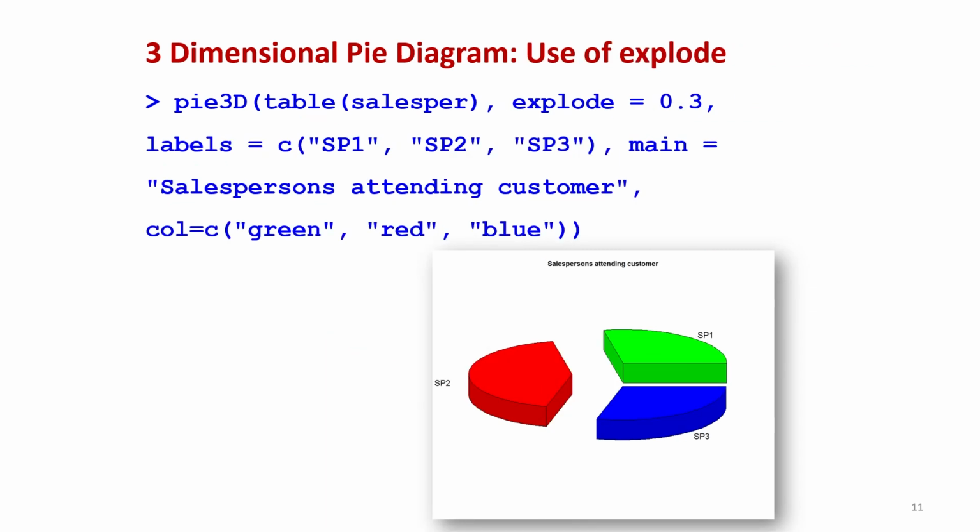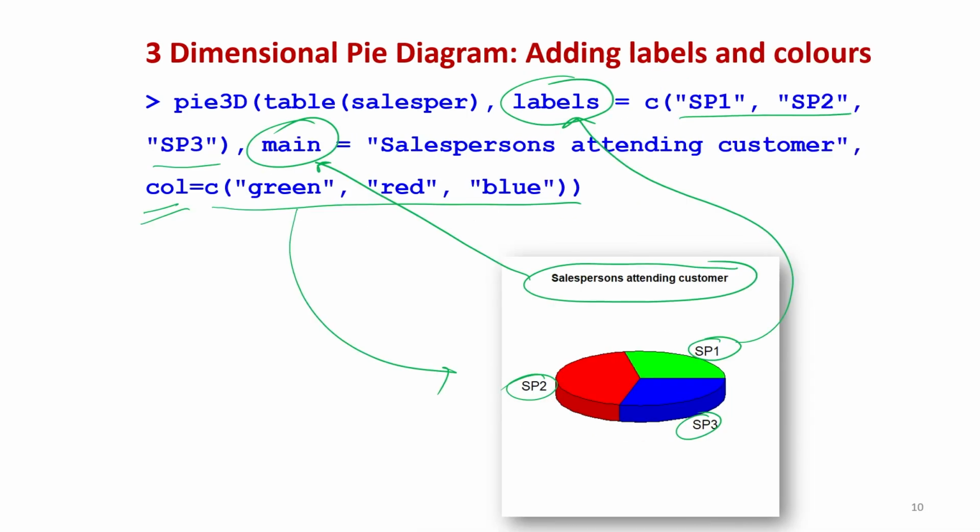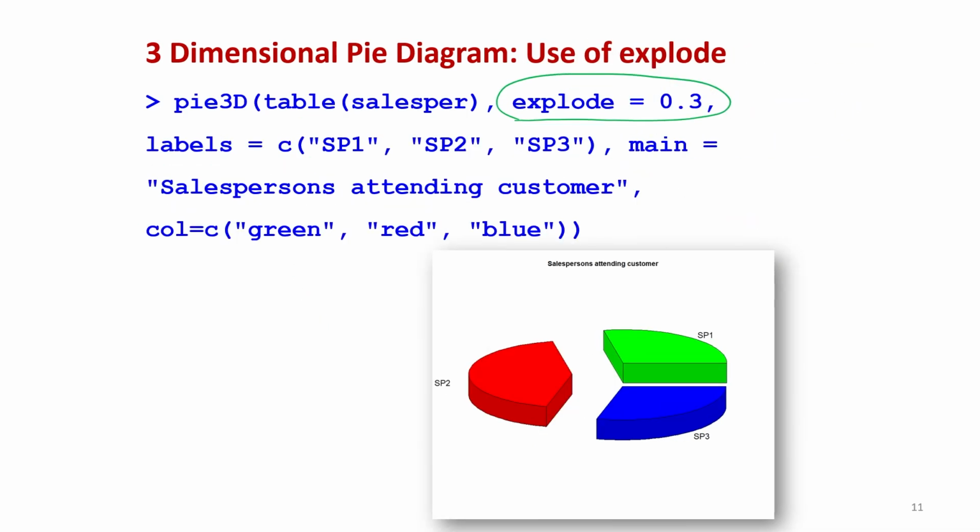And in this example itself, if you use the option explode, suppose I use explode 0.3, you can see this is the same picture, but now the segments have been divided and they are separated.